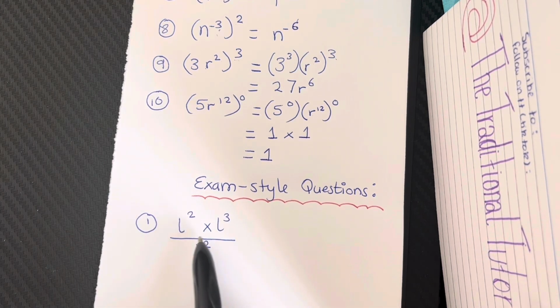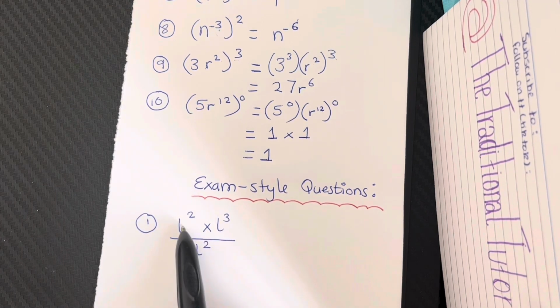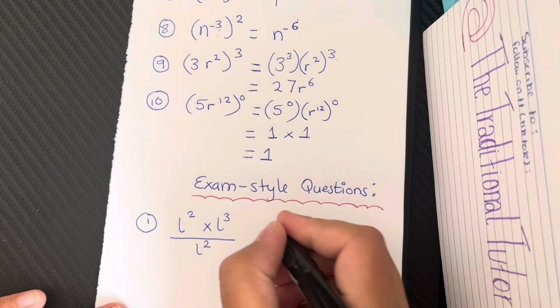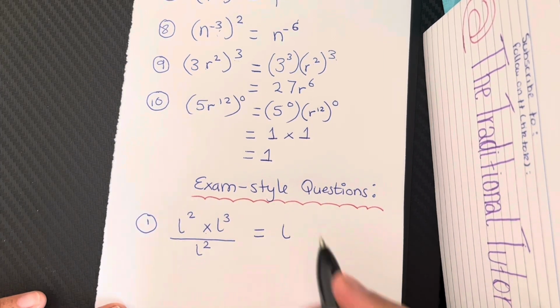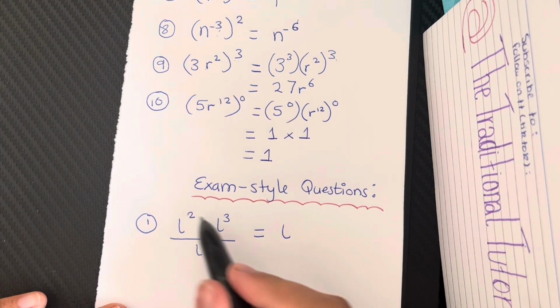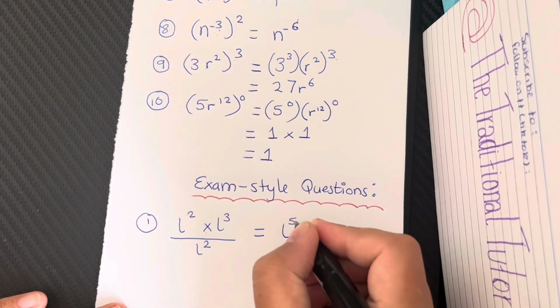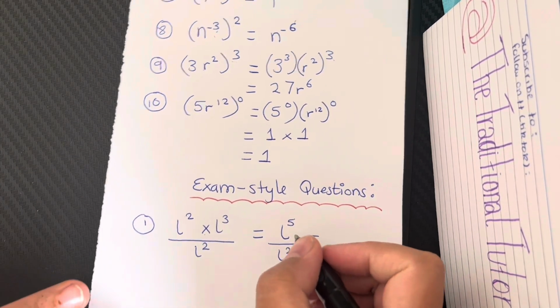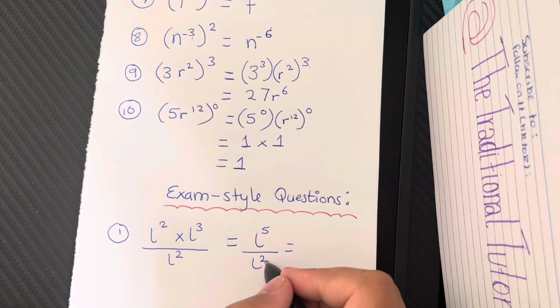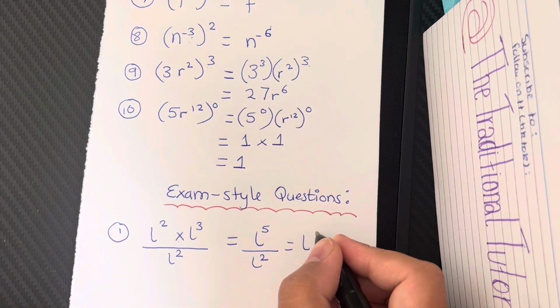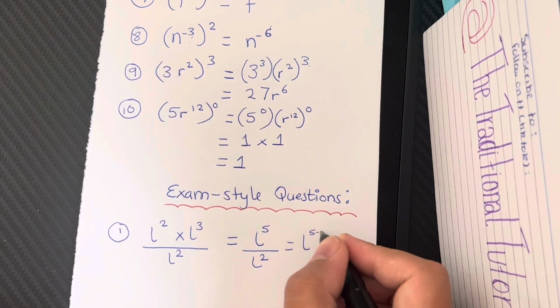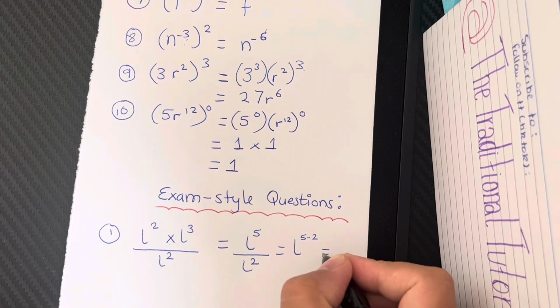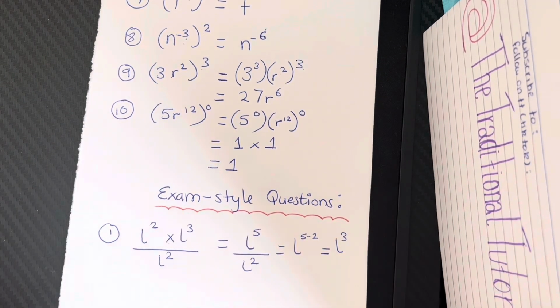So let's break it down and let's look at the numerator first and try to simplify that. So we've got L squared multiplied by L cubed, which means we can use our laws of multiplication and add my powers, which gives me 2 plus 3 is 5 divided by L squared. That means because I'm dividing, I can subtract my powers, so that leaves me with L to the power of 5 minus 2, which is just L cubed.